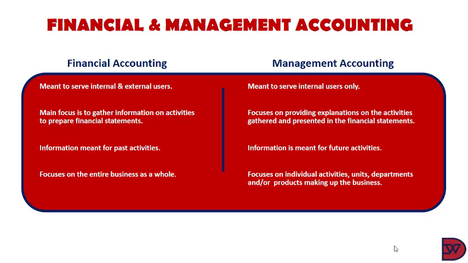The main focus of financial accounting is to gather information on activities just to prepare financial statements. Management accounting concerns itself with why those activities came to place and the effects on the business's performance. Financial accounting's information is meant to gather past activities, whilst information in management accounting is meant for the future.